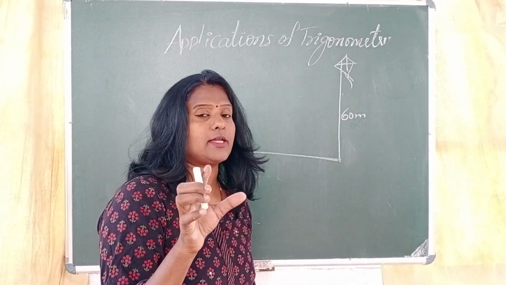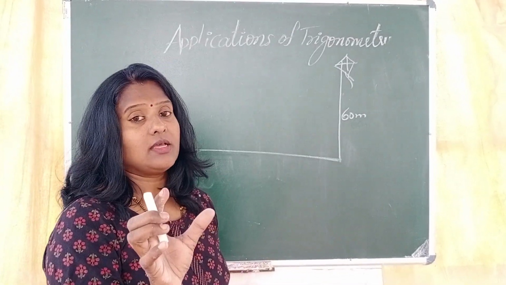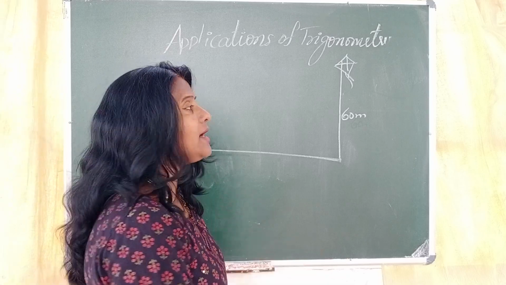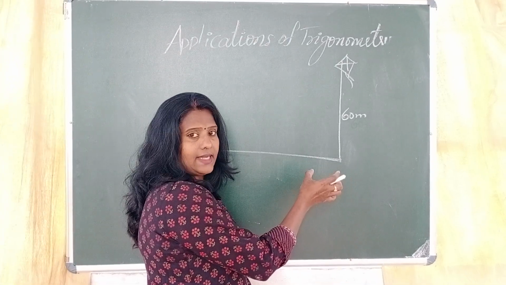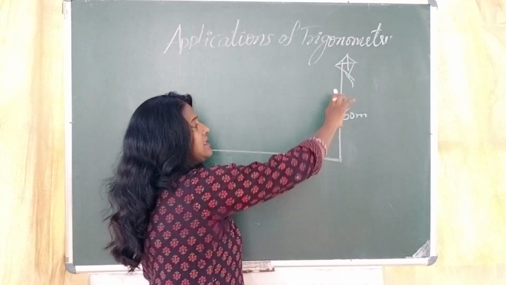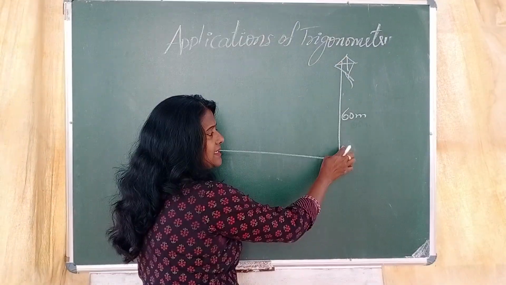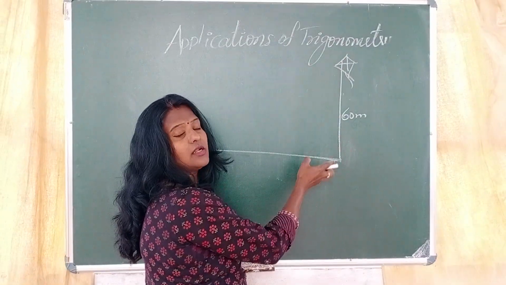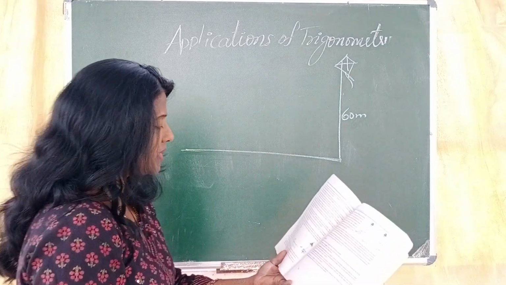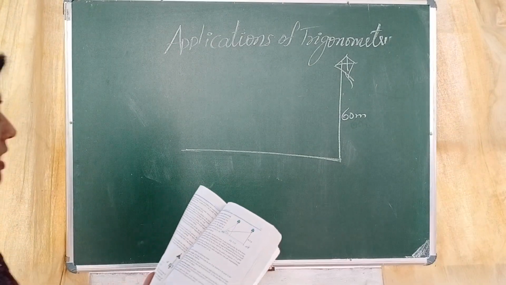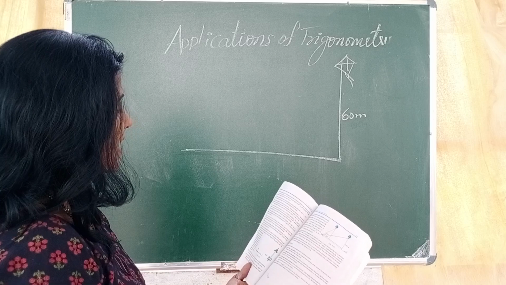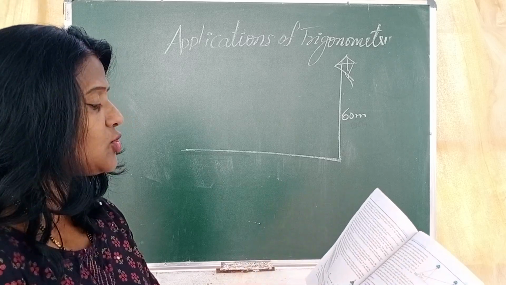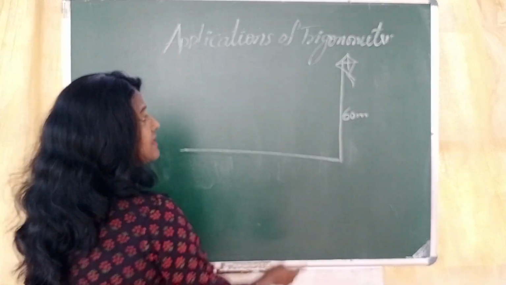Here you need imagination. You have to imagine the situation, and according to that, you have to draw the diagram. So this is the ground, this is the kite, and the kite is 60 meters above the ground. Then the string attached to the kite is temporarily tied to a point on the ground.